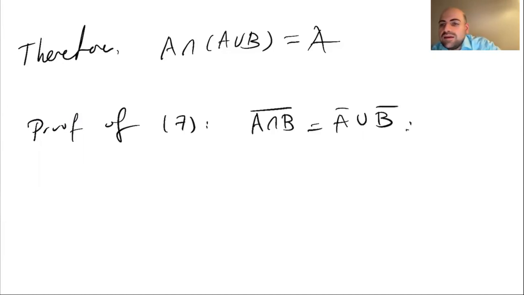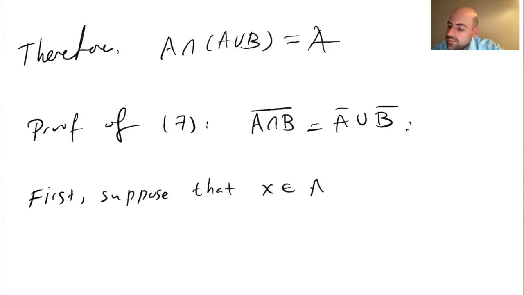So again, same technique. I have to assume that X belongs to the left-hand side, show that X belongs to the right-hand side, and then, the other time, assume X belongs to the right-hand side and show X belongs to the left-hand side. So first, suppose that X belongs to the left-hand side. Now, X belongs to a complement of a set. If X belongs to a complement of a set, it means X does not belong to the original set, by definition of complement. Then X does not belong to A intersection B.